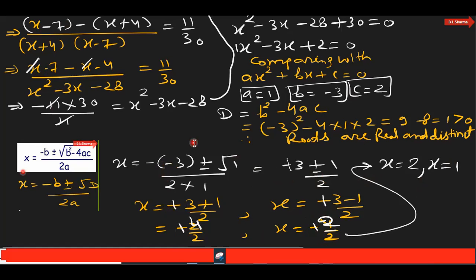So therefore you can write the zeros are, therefore, sorry, it is not zeros, it is not a polynomial, ये quadratic equation है. Therefore roots are 2 and 1. Answer. That's all for this question.